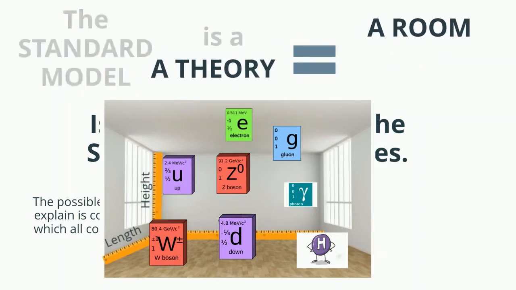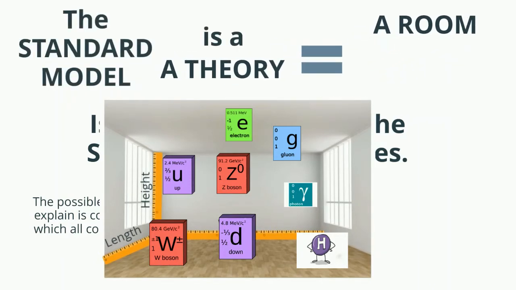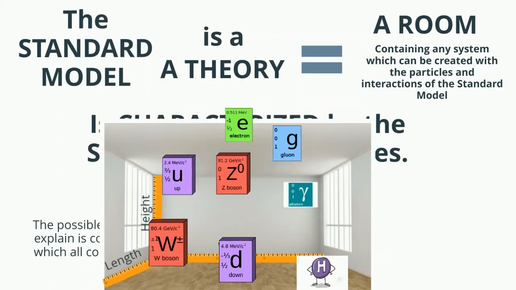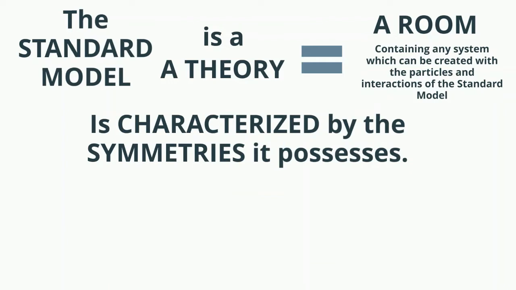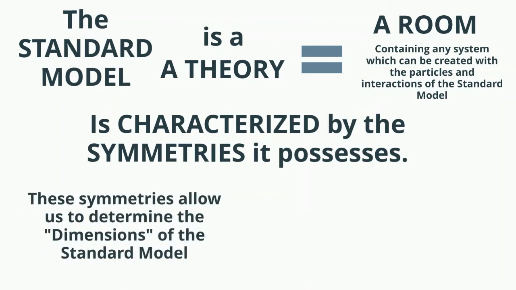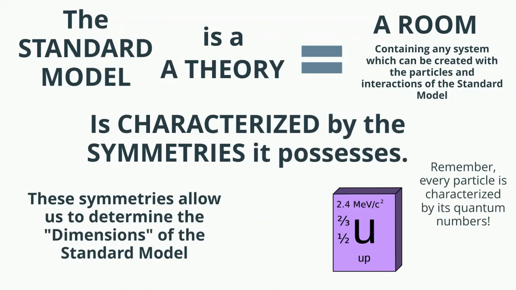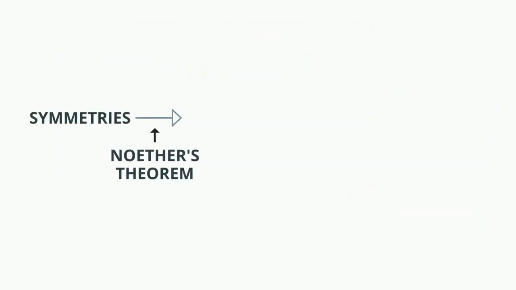At its most basic level, the Standard Model is nothing more than a theory of physics which describes any system comprised of the particles and interactions contained in the Standard Model. So, the first step towards truly understanding the Standard Model is simply to understand the quote-unquote dimensions of the room it describes. In this and the next video, we will show that the dimensions of the Standard Model are in fact the familiar quantum numbers we introduced in our first videos about the Standard Model. To reach this amazing fact, we must first determine the symmetries that the Standard Model possesses.